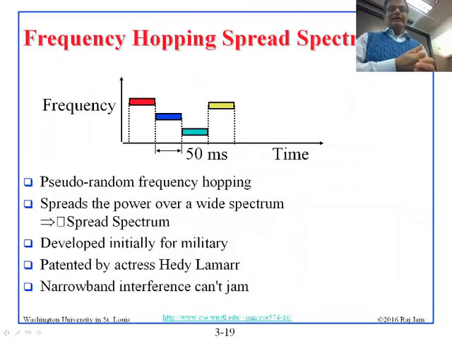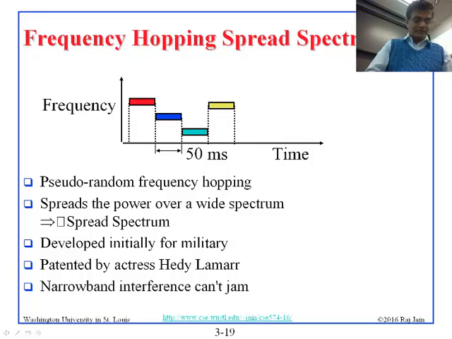Alright, so how do we design a code? One way to design a code is frequency hopping. And frequency hopping works as follows. I use this frequency for 50 milliseconds, and then I will change my frequency to this one for 50 milliseconds, and then to that one, to that one, to that one. And I'm not going to do it in a sequential, basically fixed order. I'm going to do it in a random order.